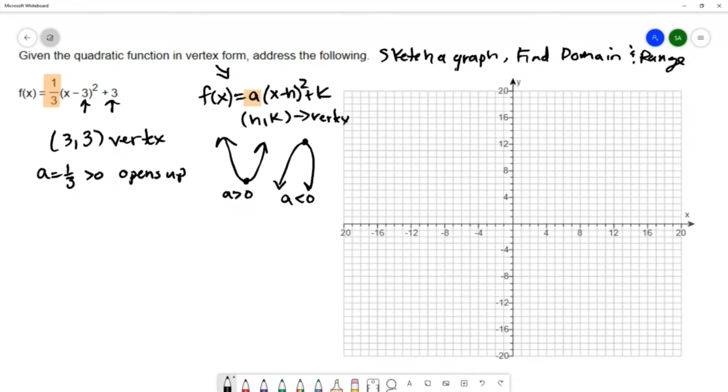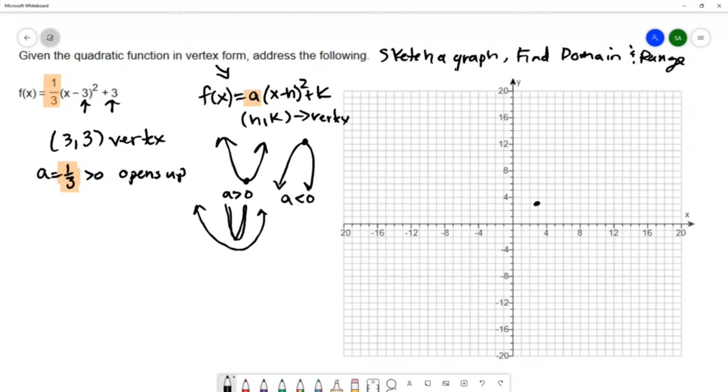I'm going to draw where the vertex is, 3, 3. Which will be here, and we know it's facing up. However, we don't know how wide or thin the parabola is going to be, and that is also determined by the value of a.